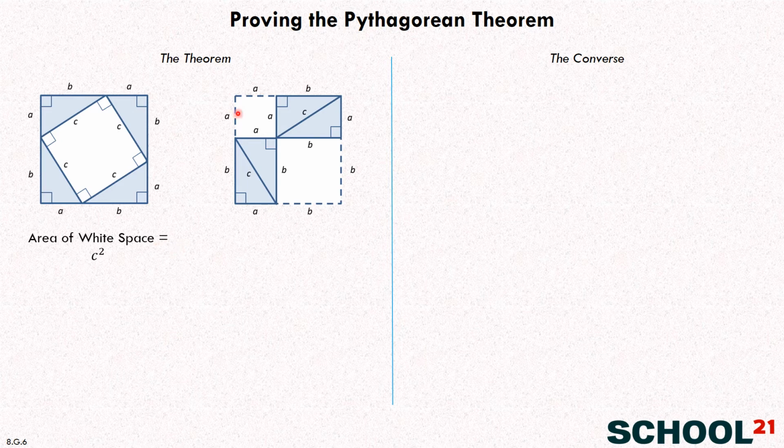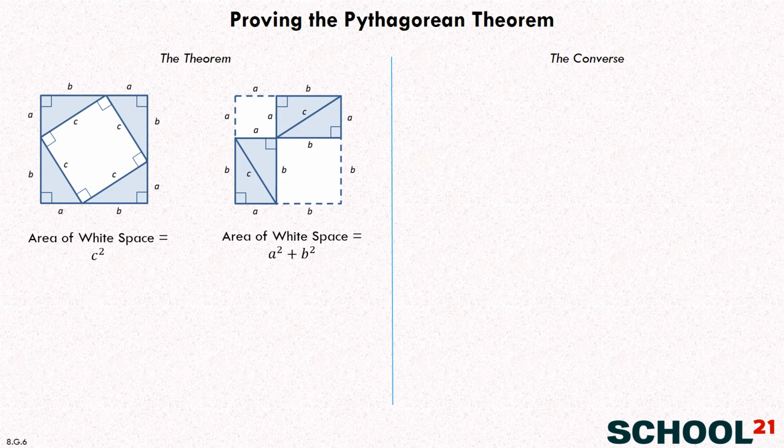Well, there's two squares that make up the white space over here. One has a as its side length, and one has b, and we know that this square then has the area of what? Yeah, that would be a squared. And how about this one? Yeah, that would be b squared. So we can write the area of the white space here as a squared plus b squared, right?